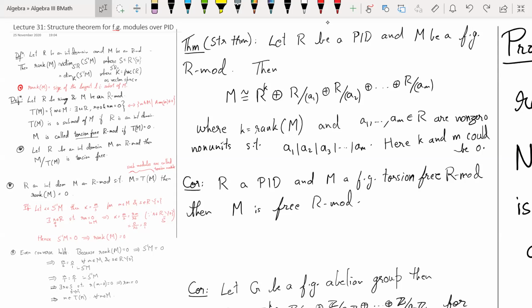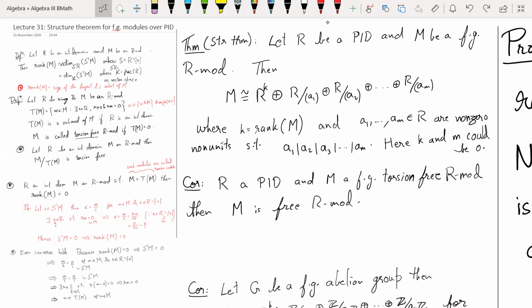Sir, in the homework, there's one question on rank, but there R is not given to be an integral domain. What question was that? Okay, let me just read it. R is a commutative ring and F is a free R module of finite rank. Well, for a free R module, the rank is the same as the length of a basis.